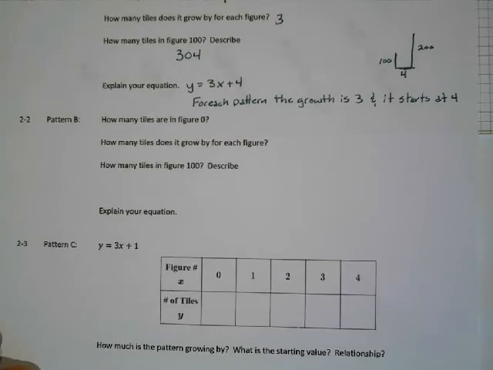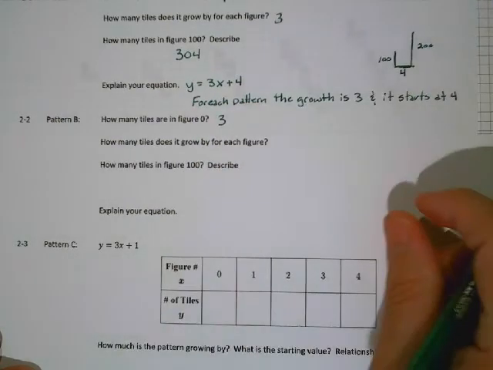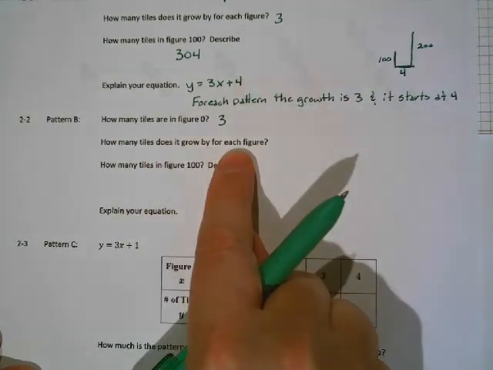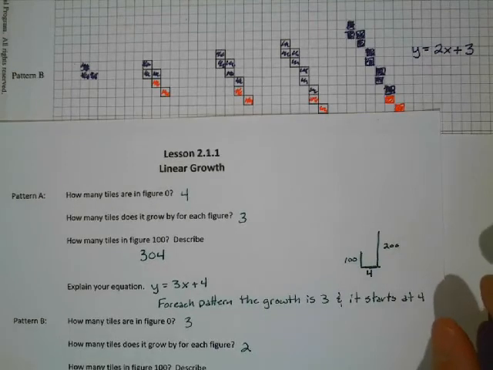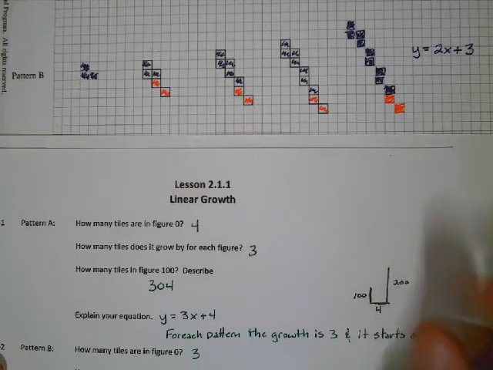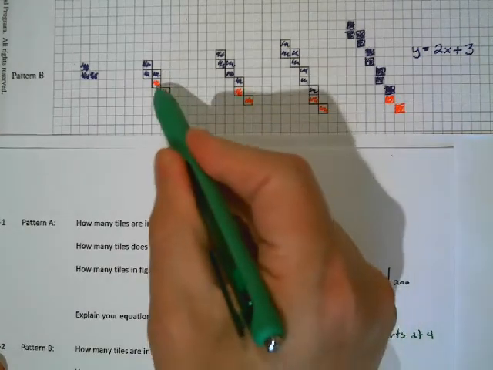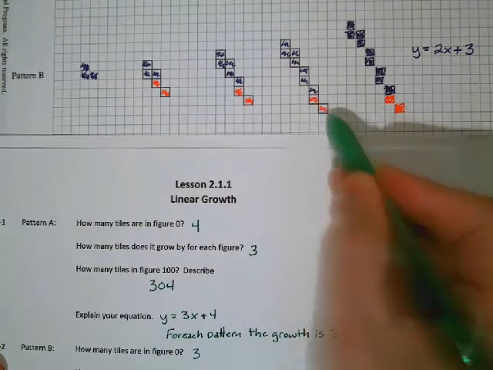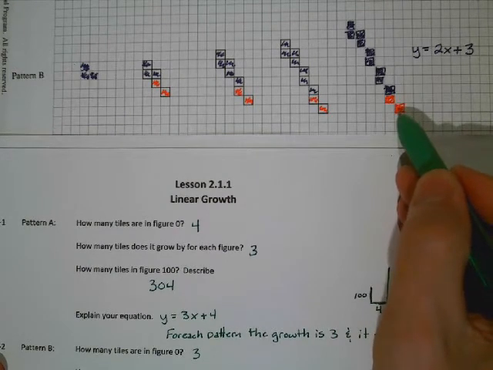So we're going to fill out this part of our notes. How many tiles were in figure 0? There were 3 of them. How many tiles does it grow by for each figure? It looked like it was growing by 2 each time. So if I was looking for the 100th pattern here, I know that I'm starting with 3, and each figure number I'm getting 2 more of these. Each figure number, I'm just adding 2 at the end of it. And I'm just making this huge long tail.